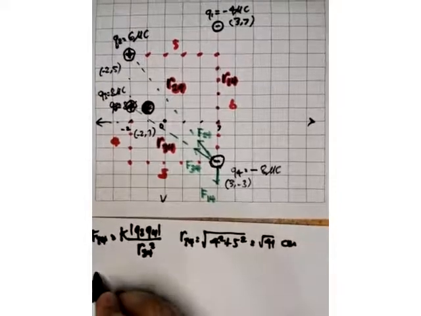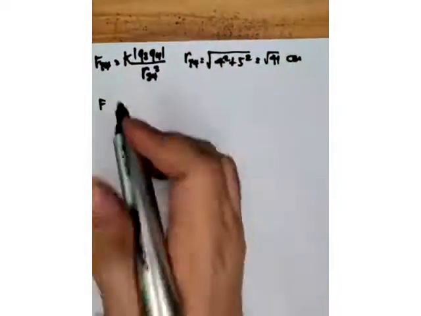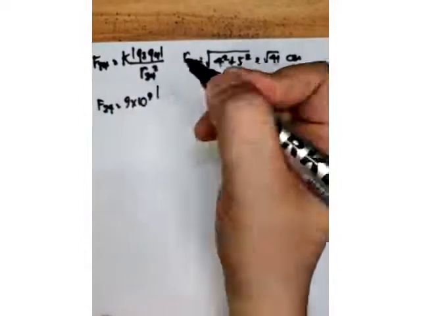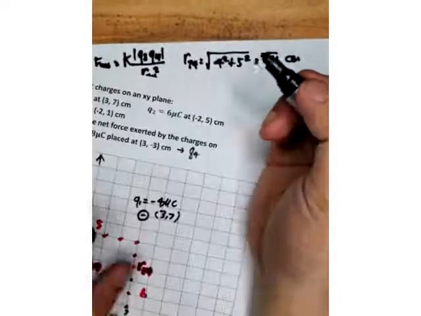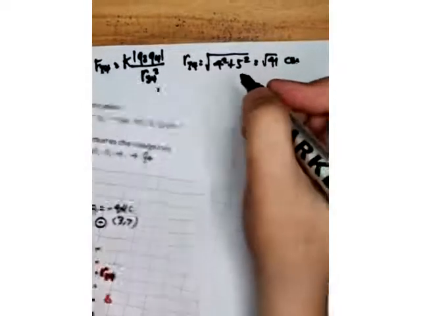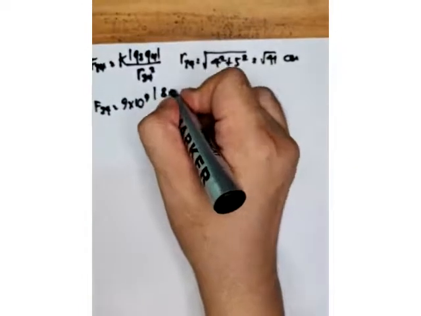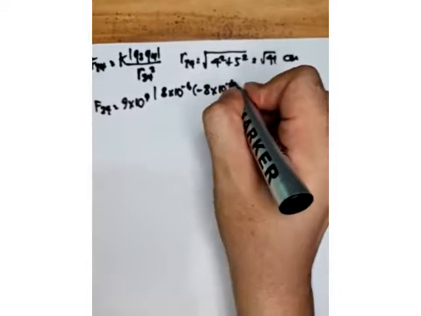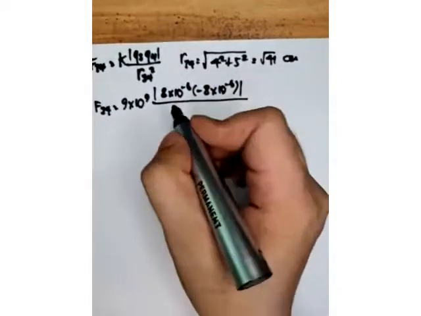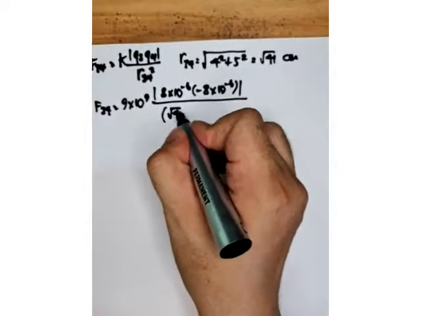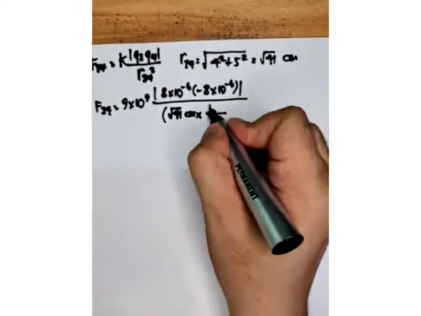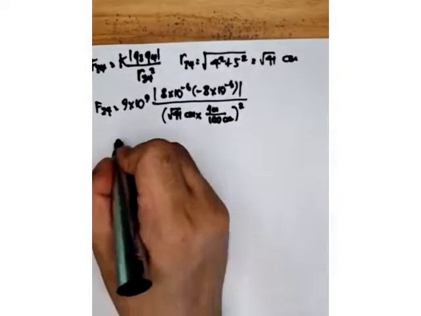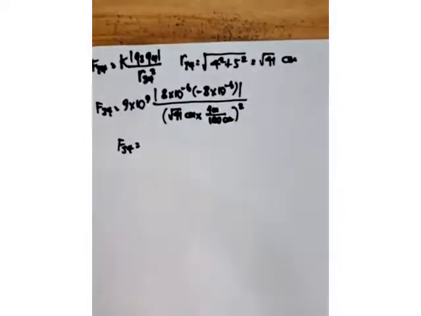So, therefore, okay, so F of 34 is equal to 9 times 10 to the 9 times yung Q3 natin ay 8 microcoulomb, 8 times 10 to the negative 6 times negative 8 times 10 to the negative 6, all over the square root of 41 cm times 1 meter over 100 cm squared. Okay, so what's our F of 34?